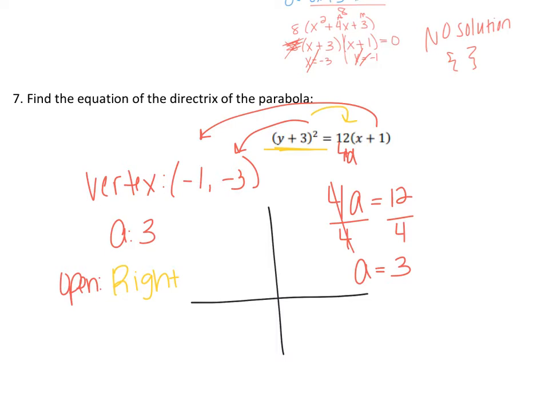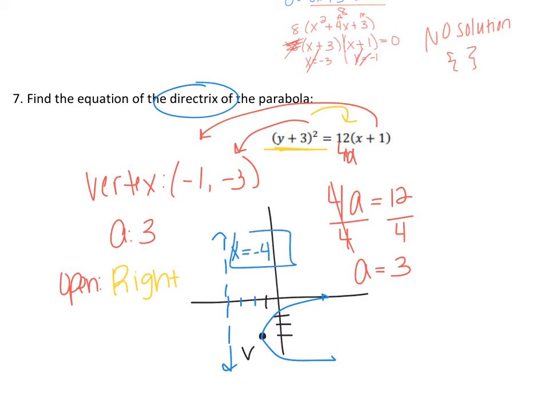So I'm going to plot -1, -3, 1, 2, 3. There's my vertex. I'm going to open up to the right, and I'm going to count 3, but we want the directrix, so I only need to go this way. 1, 2, 3. This is my directrix. And they want the equation. This is through 1, 2, 3, 4. So the answer is x equals -4. When you go vertical, it's x equals, and when you go horizontal, it is y equals.